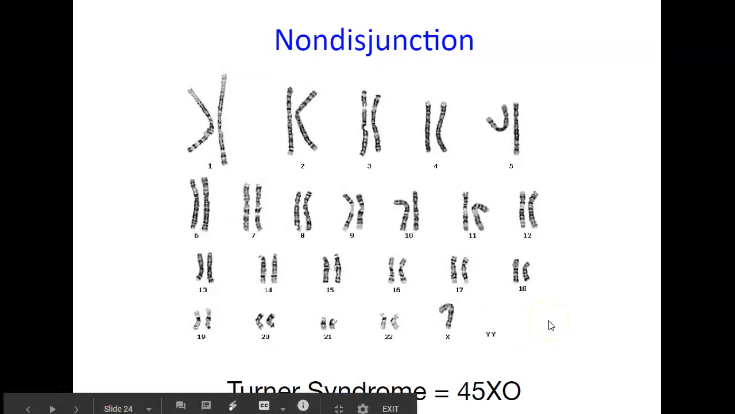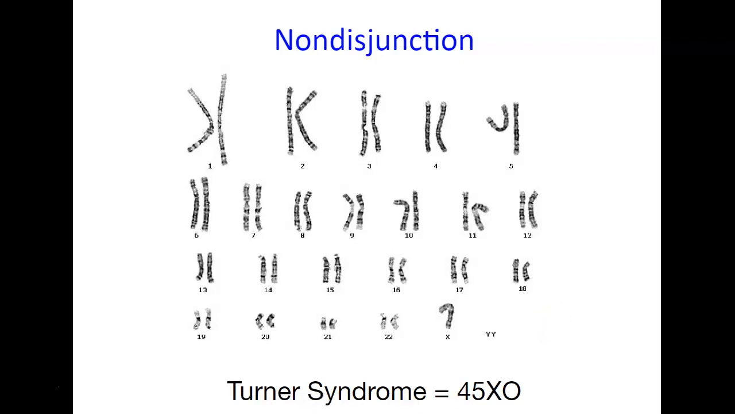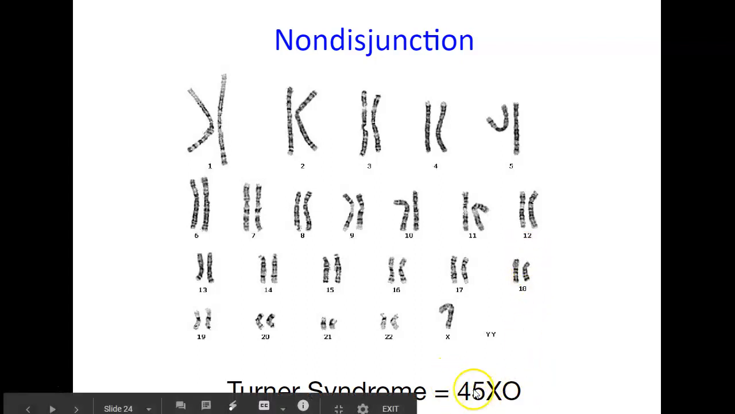Here's another example. This is called Turner syndrome. They are actually missing the Y chromosome. They do not have one. You can see an X but no Y. So they have 45 instead of 46, and it's denoted as an X and an O.